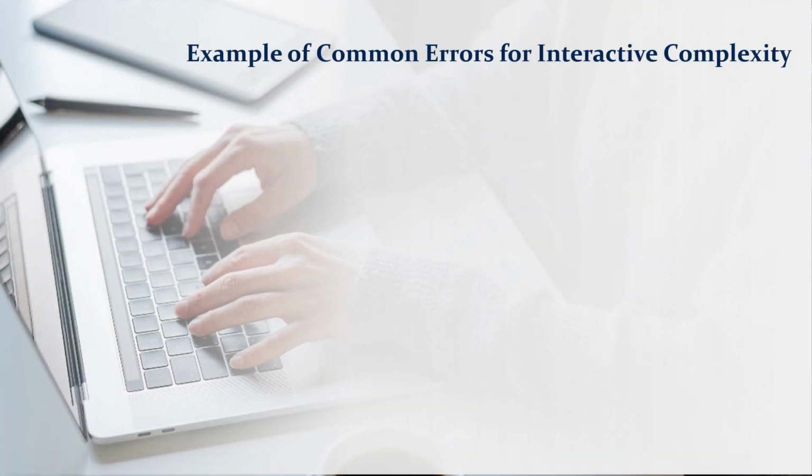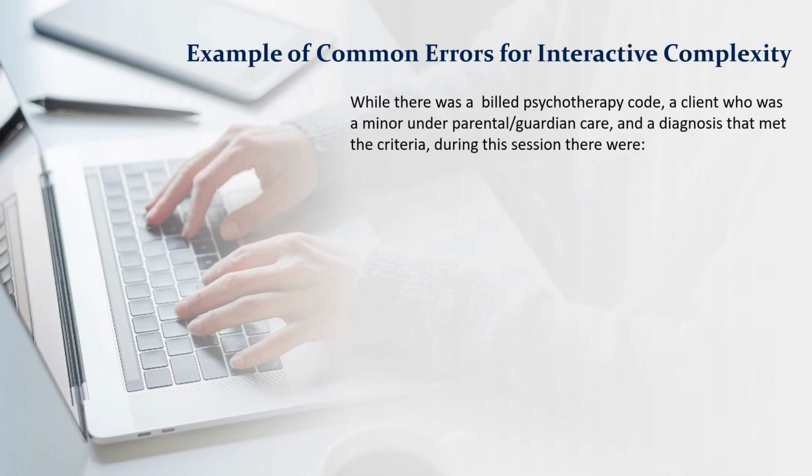Let's take a look at an example of a minor under parental or guardian care that seems to have the components needed to submit documentation, but may be missing some important elements. For this session, the rendering provider included a billed psychotherapy code involving a minor under parental or guardian care and had a diagnosis that met the criteria. However, one of the following was not documented during the session.